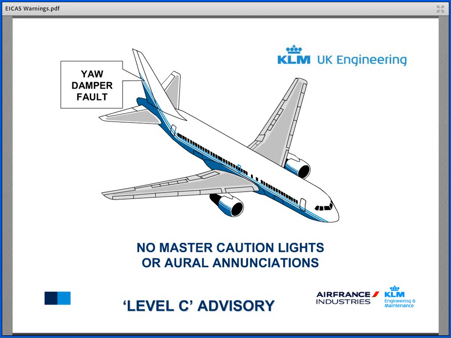So let's try and illustrate some of these alerts. Initially, we're going to look at the lowest level, which is a level C advisory. And as an example, we're talking about a yaw damper fault. Yaw damper is not a critical system, although it is quite helpful to have it for passenger comfort. As you can see there, we have a yaw damper fault, but a yaw damper is also a dual channel system. So losing one channel of two on a not vital system is not too important. However, the crew have to be made aware of it. So this is a level C advisory.